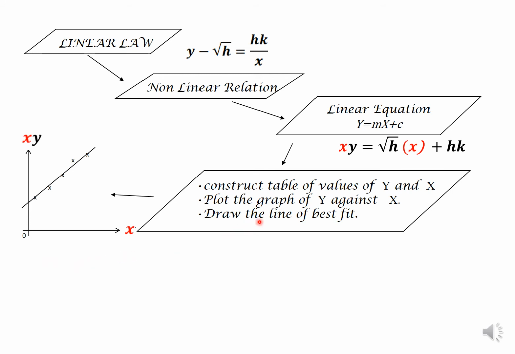The line of best fit. The line must pass through as many points as possible. The number of points that do not fit on the line are fairly equally distributed on both sides of the line.